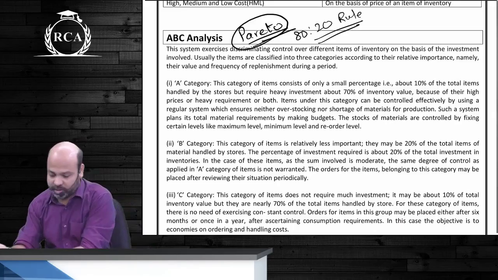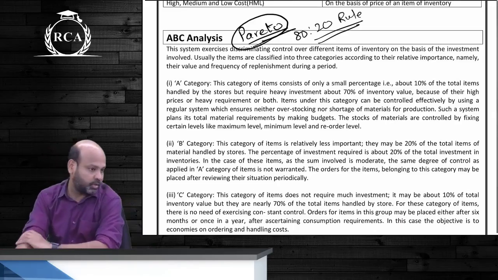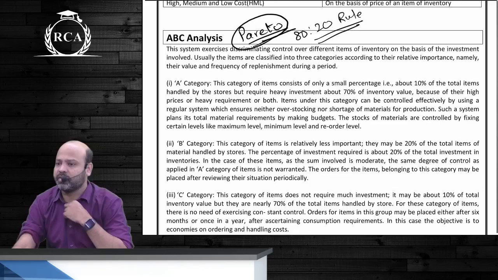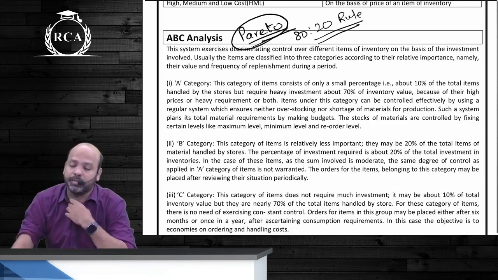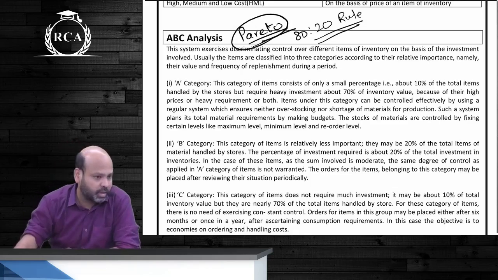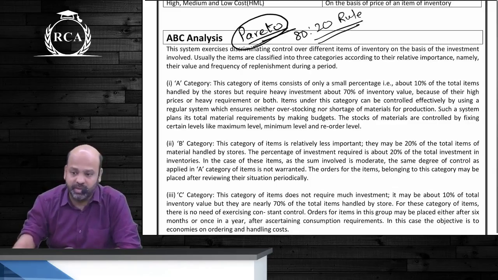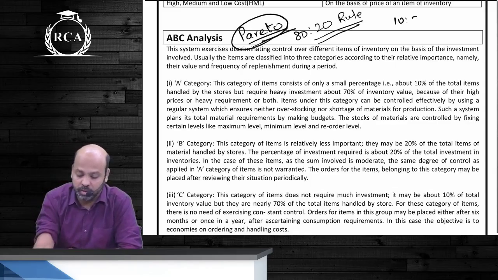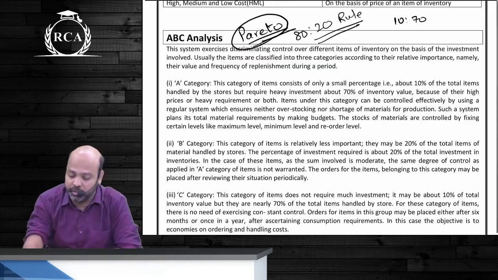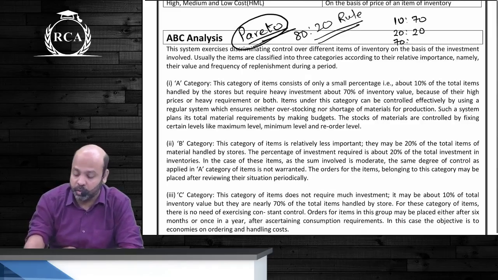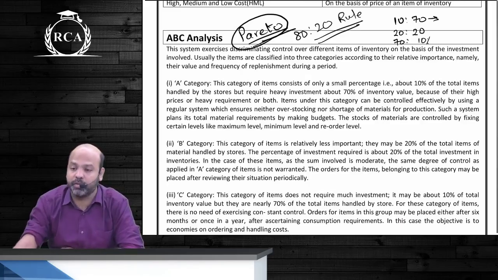So coming back to this, guys, raw materials will be divided into 3 categories: A, B, C. Category A generally comprises about 10% of the materials in number or in volume, but 70% in value. Category B will comprise the materials which are 20% in volume or in number and 20% in value. Category C will comprise materials that are 70% in volume or number, but only 10% in value. Highest control should be placed on category A.